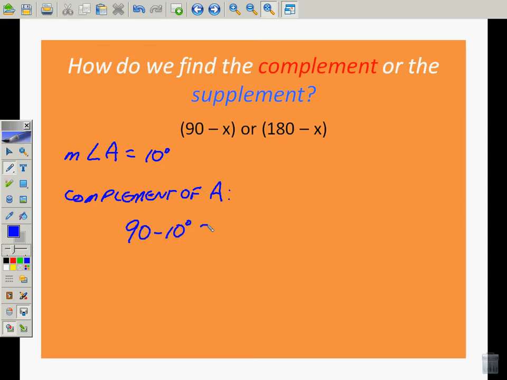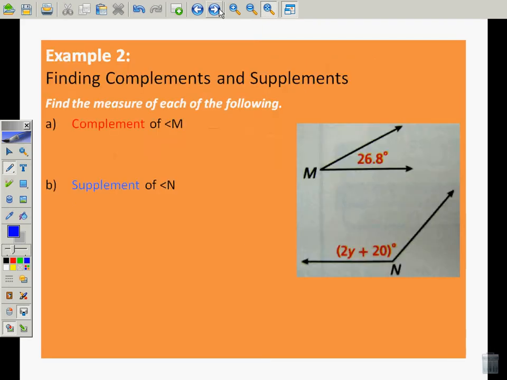Well, this is just a general form saying it doesn't really matter what the angle is, because 90 minus x is going to give us the complement, and 180 minus x is going to give us the supplement. Okay? So that was just a little bit of an example. In the next three, we're going to be using this formula to find the actual complement and supplement.